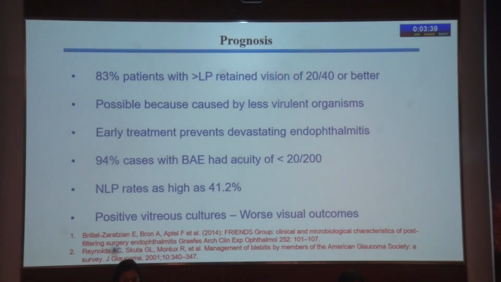So we have literature evidence to suggest that on one end of the spectrum, wherein the infection is limited to the bleb and the infection is caused by less virulent organisms where treatment has been initiated early, 83% of the patients can retain vision of 20/40 or better. On the other hand, if the infection spreads, then 94% of the cases with bleb associated endophthalmitis have a visual acuity of less than 20/200. Even no light perception rates can be as high as 41.2%. Also, positive vitreous cultures are associated with worse visual outcomes because they indicate that the infection is more severe.